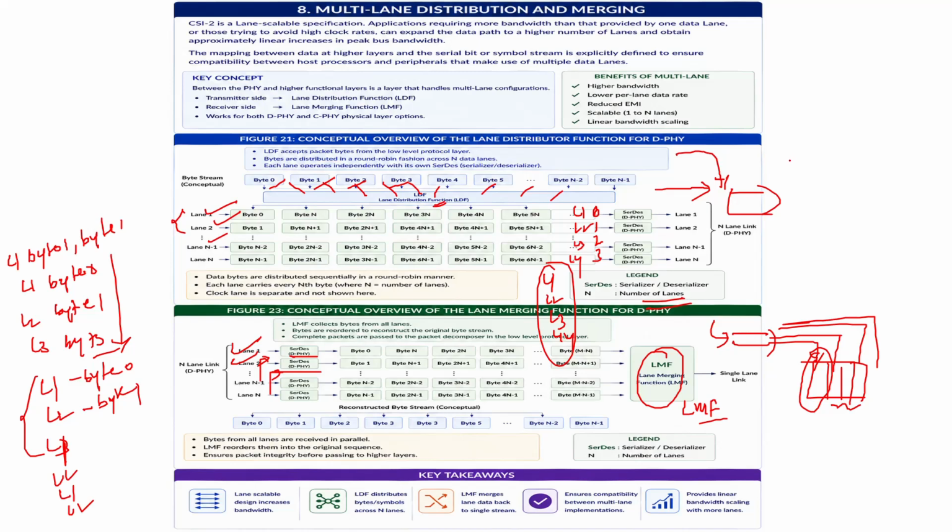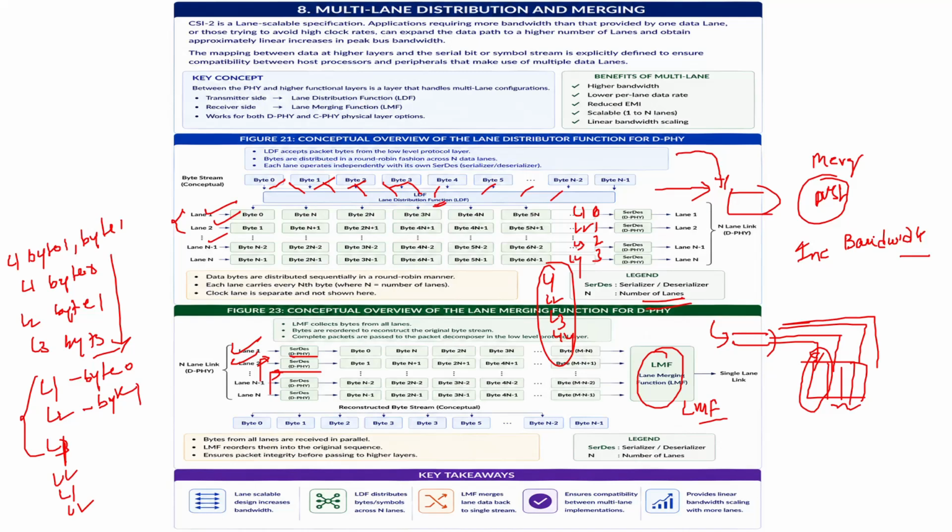Okay, so in lane management we have merging as well as distribution. Distribution is used on the transmitter side, and merging is used on the receiver side. The main usage is increasing the bandwidth. So how efficiently we are sending the data from the transmitter side to the receiver side will be taken care of here.